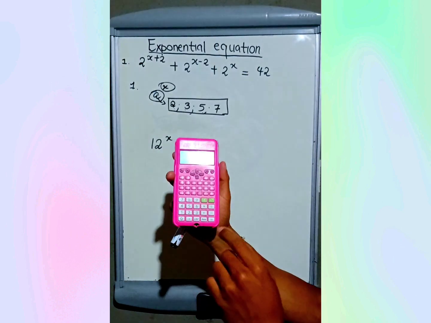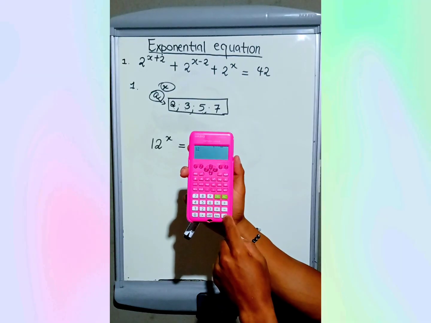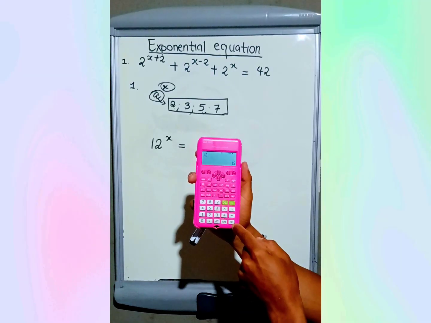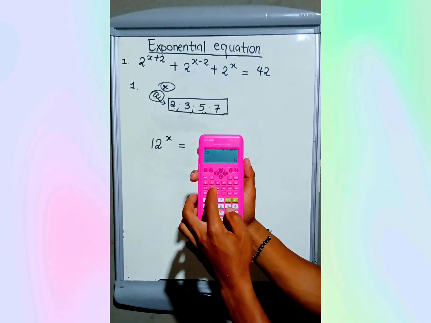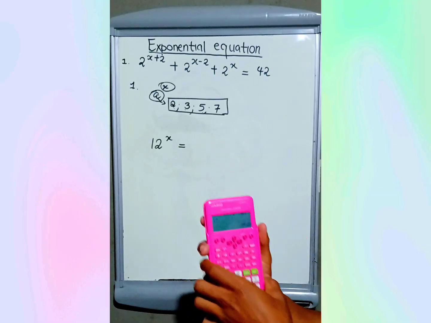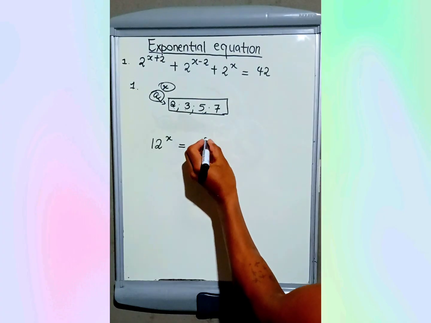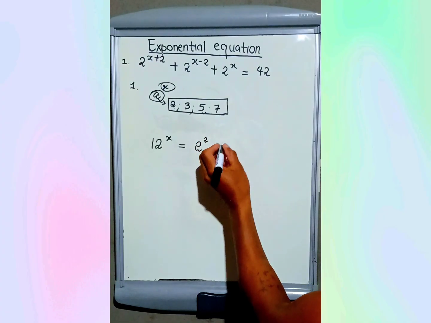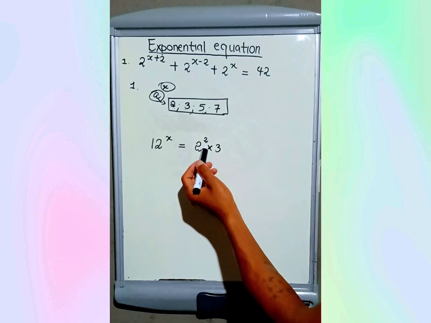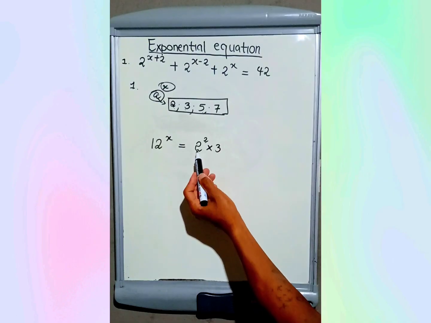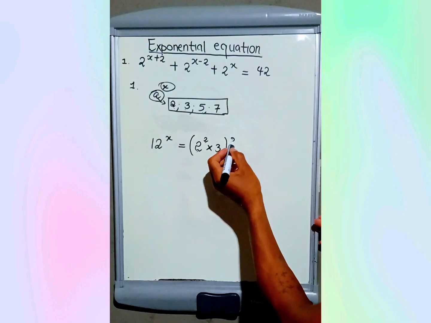On your calculator, we say we have 12. You type 12, then press equals, then after that you press shift, then you press factor. When you press factor, we get something like 2 raised to 2 times 3. Then 2 raised to 2 times 3 is the same as 12. Do you see now we have 2 and we have 3? Then after that we have it raised to x.